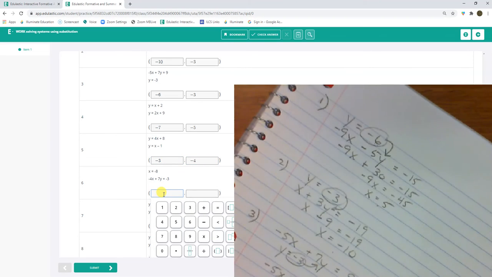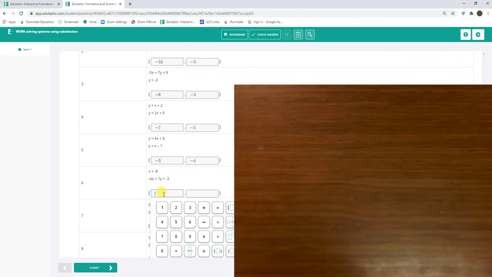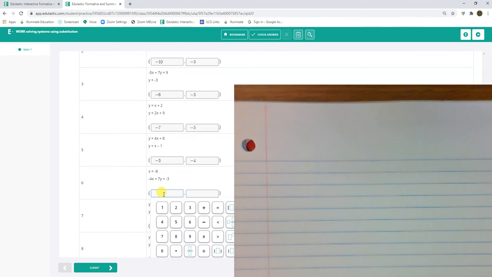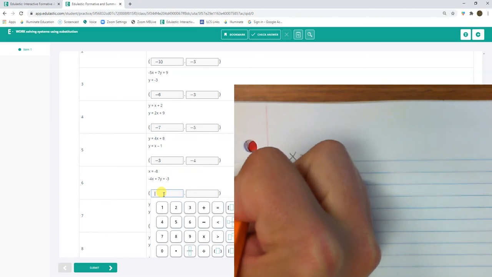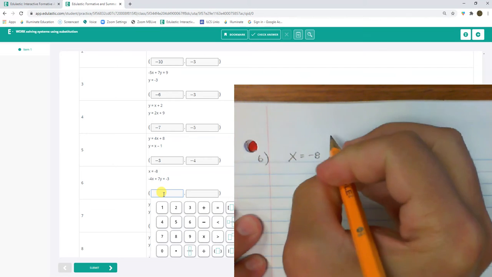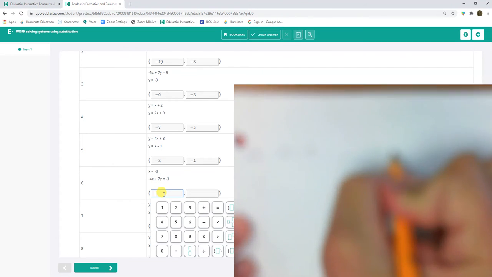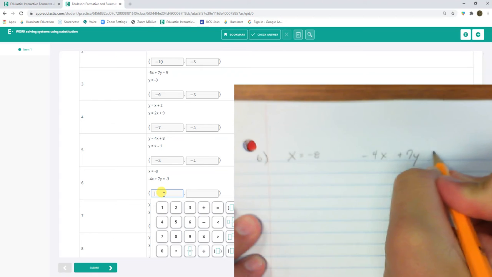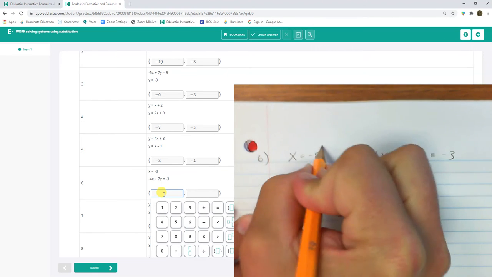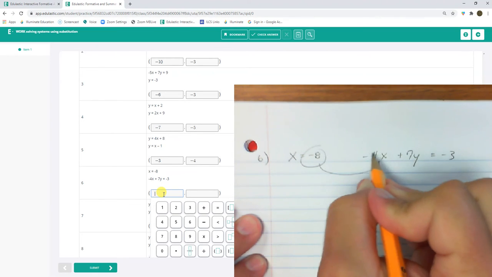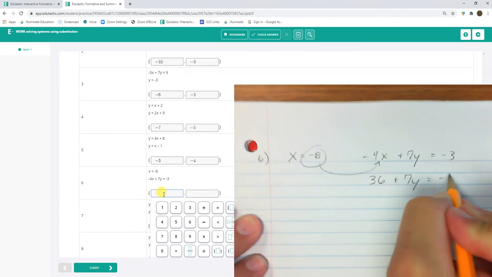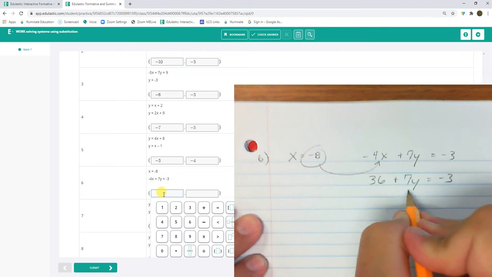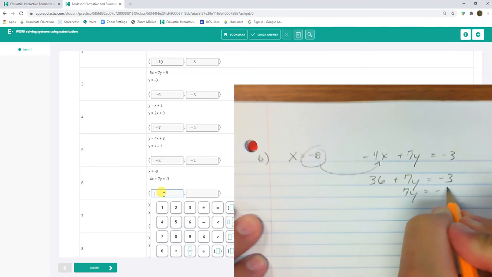Number 6. x equals -8, y equals -4x plus 7y equals -3. Taking that -8, plugging in right there. -4 times -8 is 32. Plus 7y equals -3. Subtracting 32 from both sides gives me 7y equals -35.